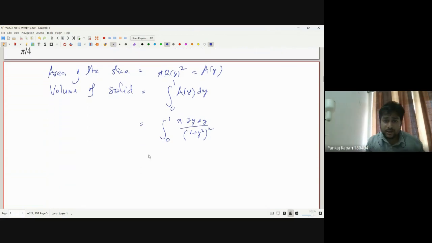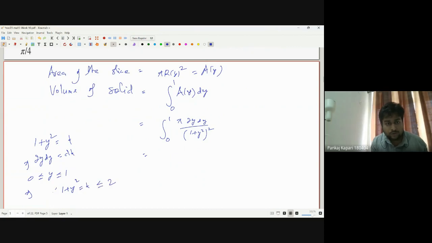And now this integral you can easily find because you can change variable, right? We are writing 1 plus y square to be t, and then we have this differential 2y dy to be dt, and initially y was varying from 0 to 1, and that will say that 1 plus y square, that is equal to t, varies from 1 to 2. That's why this integral becomes the integral from 1 to 2 of pi, then 2y dy becomes dt, and then you have t square, right? So you can write pi outside.